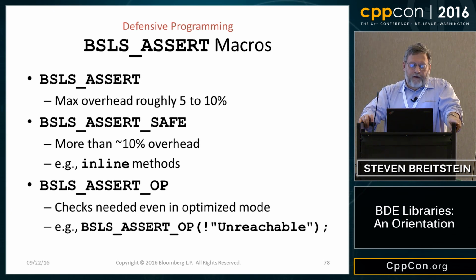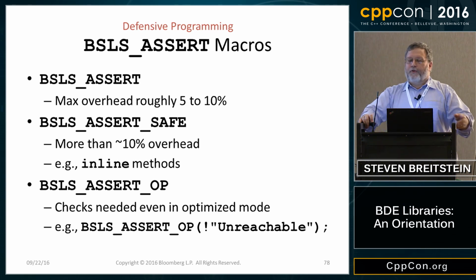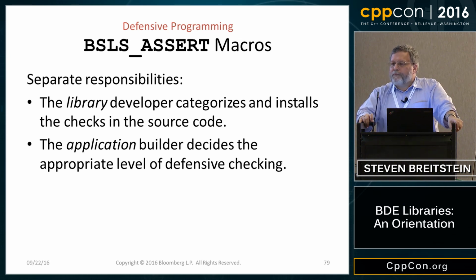You'll see these commonly appear in inline methods, because inline methods are so short and so fast that any check is going to double the cost of a method call. So they get categorized as safe. And lastly, we have another category for checks that you want to do even in optimized mode. Now, the library developer, the person who writes the code, will put in the checks and categorize them according to their weight.